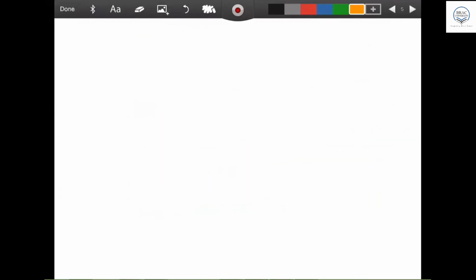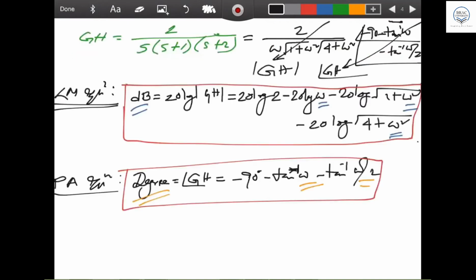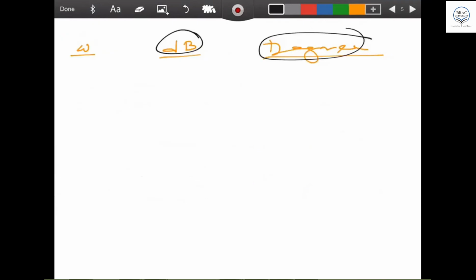Now, if we want to plot these on graph paper, then we have to do the calculation for the graph: omega, dB and degree. Which frequencies are we going to consider to calculate the dB and degree? We have already seen the dB equation and the degree equation, so from these two equations you can calculate for different omega. But you are not going to calculate for all omega from 0 to infinity. For the Bode plot, you have to find the corner frequencies to calculate the dB and angle.